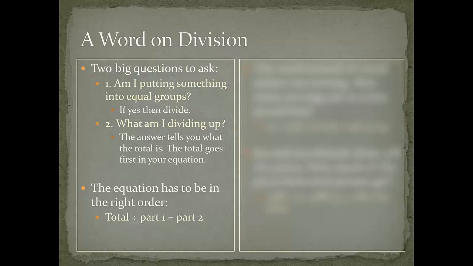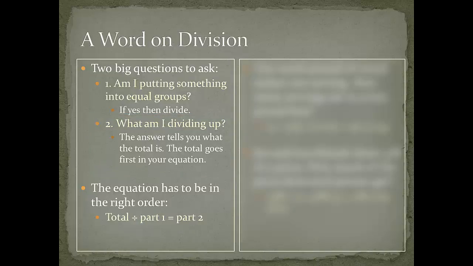Now, once you know you're going to use division to solve the problem, you still need to write out a correct equation, which can be very difficult. And the reason why is you always have to have the total come first in your equation. And so in order to get the total first in your equation, ask yourself this second question, which is, what am I dividing up? So as you read through the word problem, ask yourself, what am I dividing up? The answer to that question will tell you what the total is.